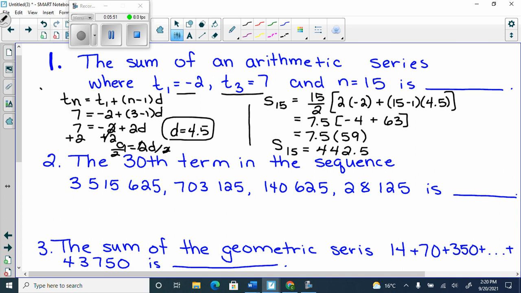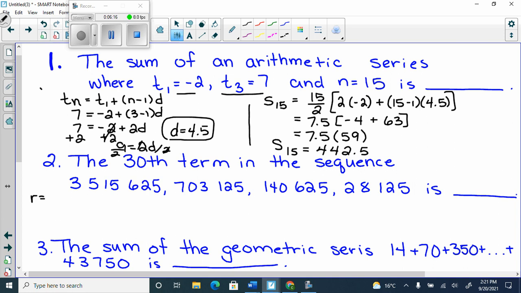The next one I want the 30th term in the sequence. It's going from 3 million to 703,000. So I'm guessing it's a division. It's dropping substantially. Unless I'm subtracting by like 2 million each time, which I'm not. So I'm going to guess it's an r. If you don't know if it's an r, you can do d. You can go term 2 minus term 1, and then term 3 minus term 2, and you get the same thing, which you don't. So then I try r.